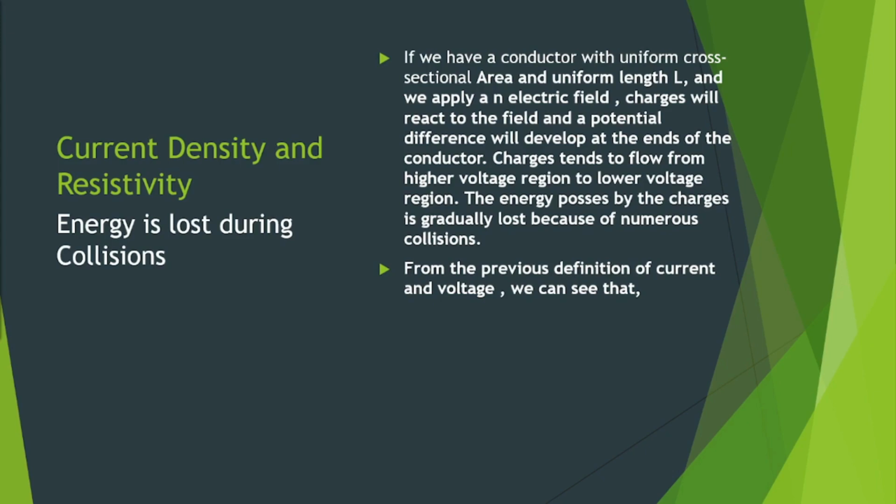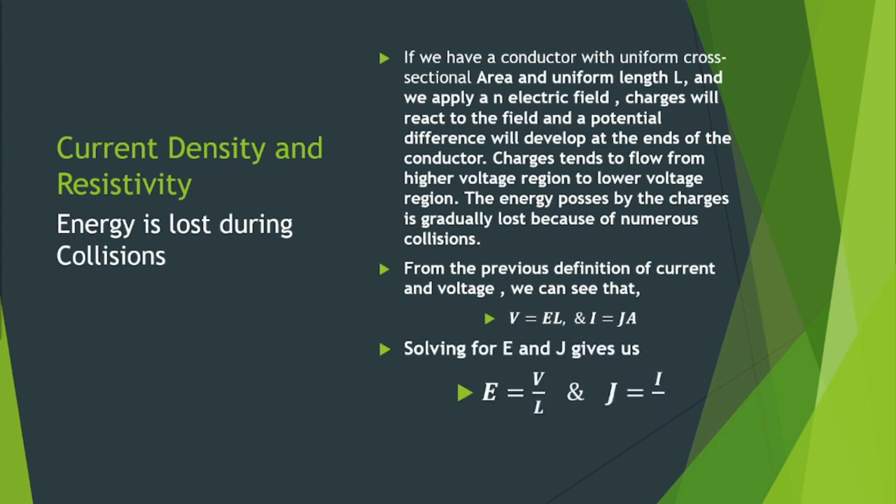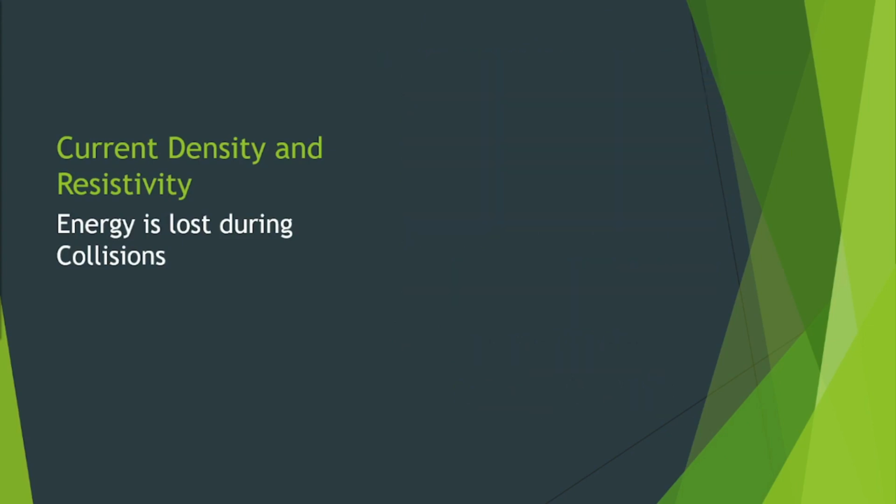From the previous definition of current and voltage, we can see that voltage V is equal to E times L, where L is the length of the conductor, and current I is equal to current density J times A. Solving for E and J gives us E is equal to V over L, and J is equal to I over A. We can substitute this to the equation of resistivity and find the amount of resistance in a circuit.